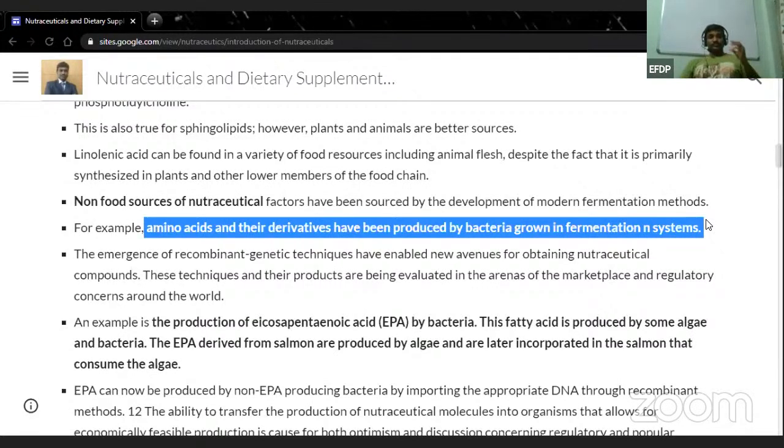So what is a nutraceutical? You have to understand it. In today's lecture we will learn only the definition. What is a food and food source? Once this is understood, the later things will be understood easily. So that will be very easy. Now come towards the point.